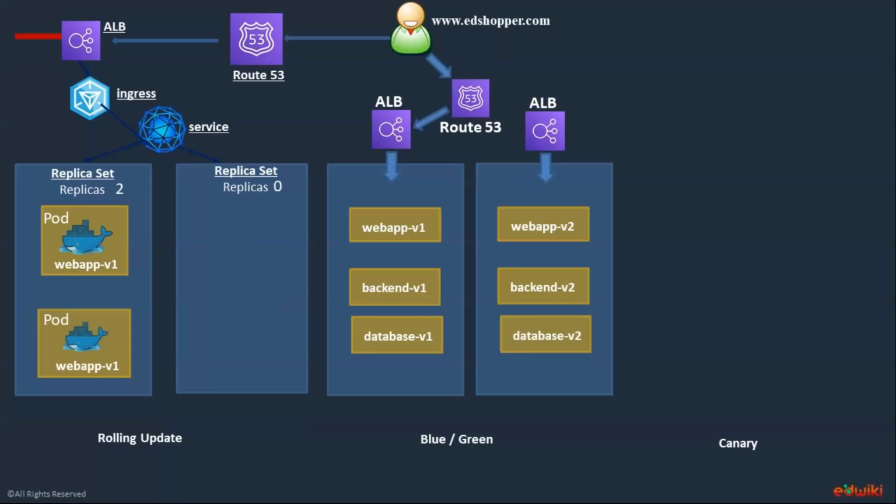Then which version you want to access, you define that at your Route 53 level. Getting me now? In your Route 53, if you say that your domain name has to be resolved to the V1 load balancer, then the end user will get the service or the website from the V1 version. If you say the resolution should be for the V2 version load balancer, then the end user will get the V2 version application. Getting me?